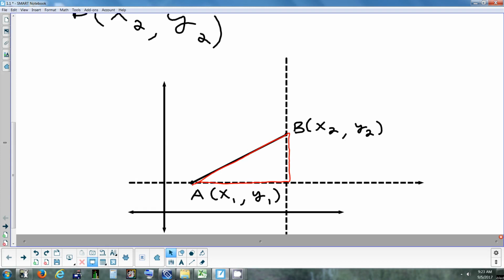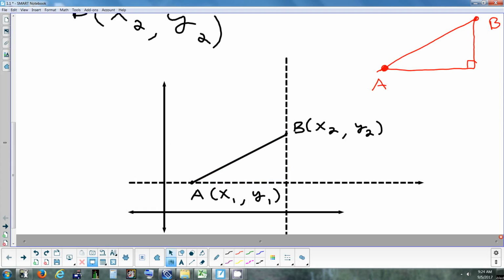Okay, so what I'm going to do, just so I have a little bit of room to work, is I'm going to take this triangle and I'm going to make a copy of it off to the side. So that's A, and that's B. So my goal, again, find out how far apart A and B are. Well, we can find the distance from A to that point pretty easily, okay, because they line up horizontally.